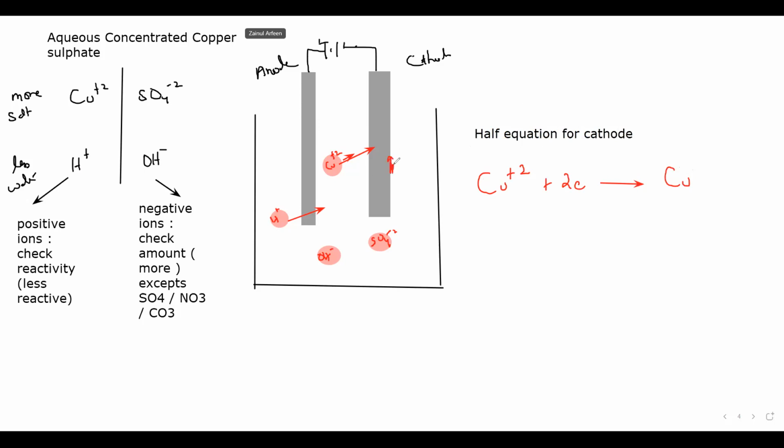And whenever a metal is formed, what is the observation when metal is formed? Because metals are solid at room temperature and copper is brown in color. So the observation is brown solid formed at cathode.